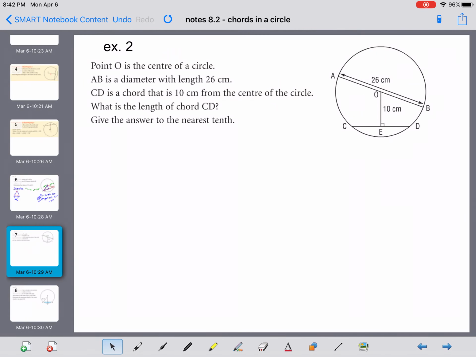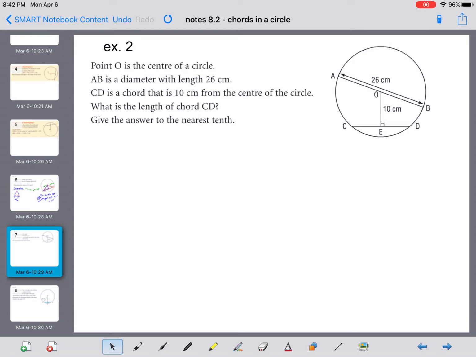Hey guys, so we talked about chords in our last little lesson, and we looked at some of the rules connected with chords. If we have a line running through the middle of our circle that intersects a chord at 90 degrees, it divides the chord into two equal segments. We also said that if a line divides a chord into two equal segments, it has to be 90 degrees.